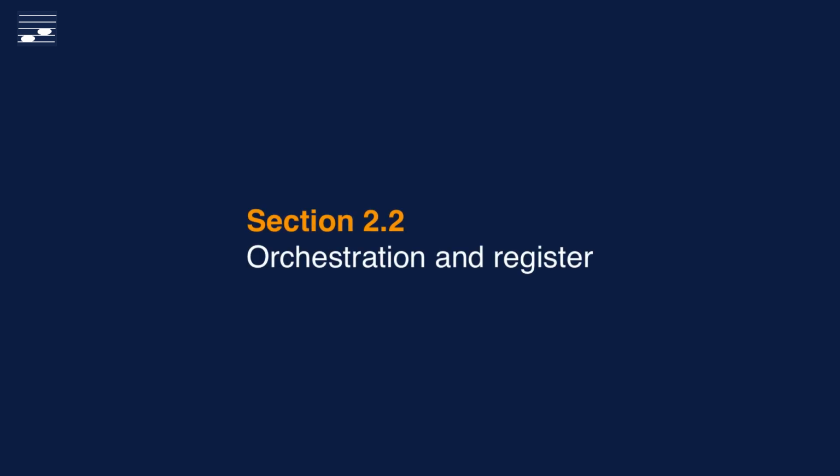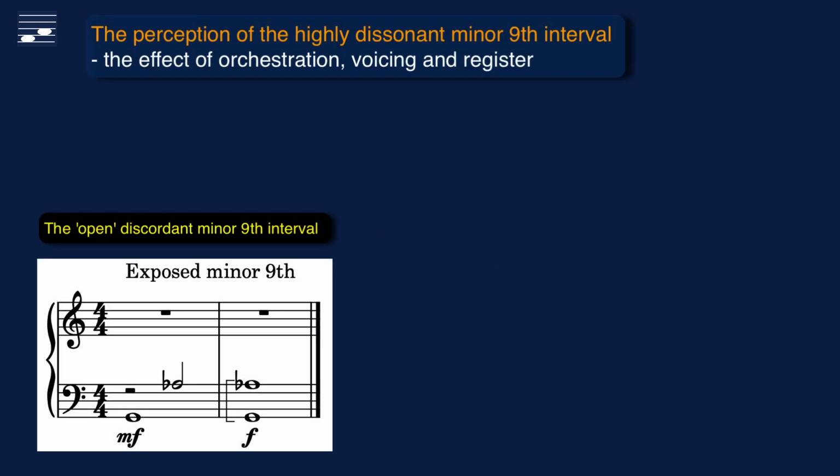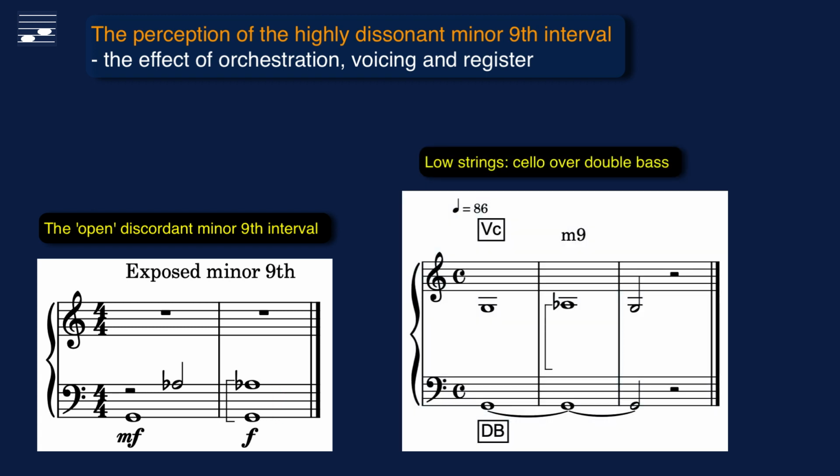Let's focus on the highly dissonant minor ninth interval in this Enochord 5-part voicing. Here is the open discordant minor ninth between G in the bass and A flat in the upper part. Orchestration has a significant effect on the perceived dissonance level. I already mentioned how the timbre used by James Blake affected my perception.